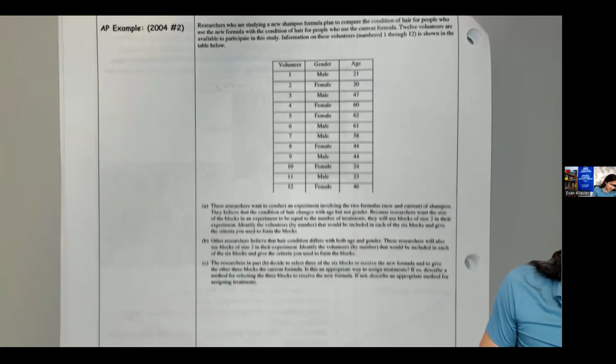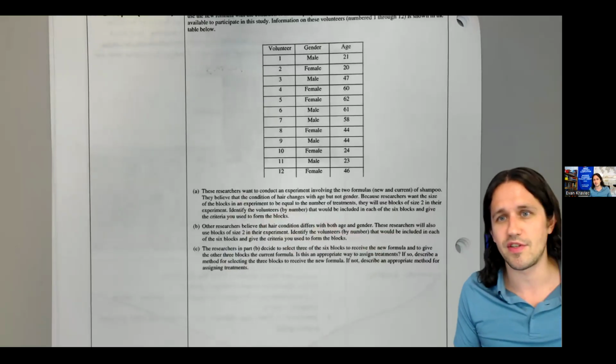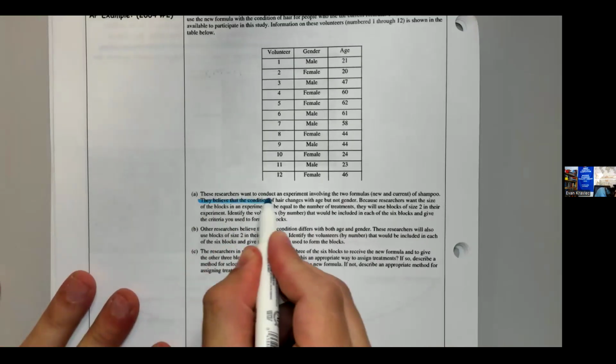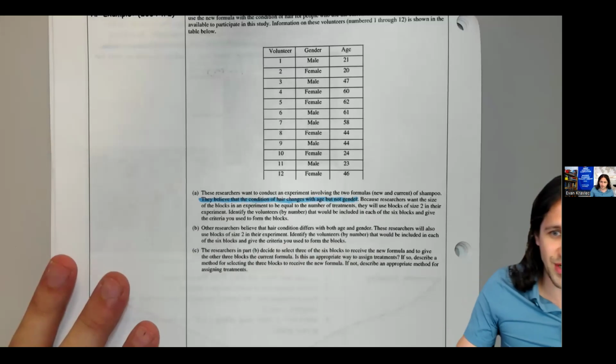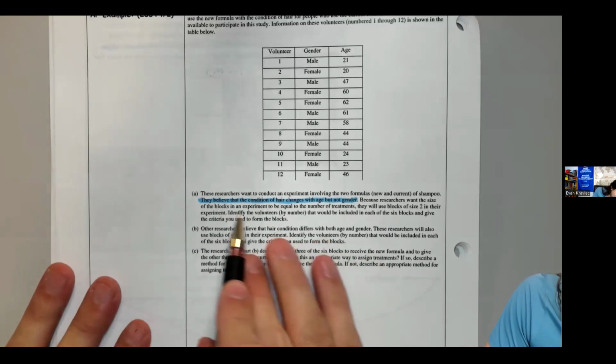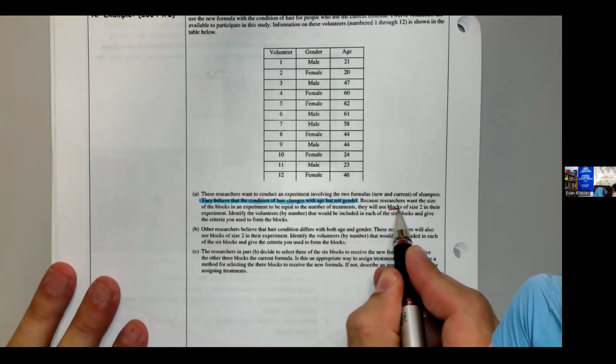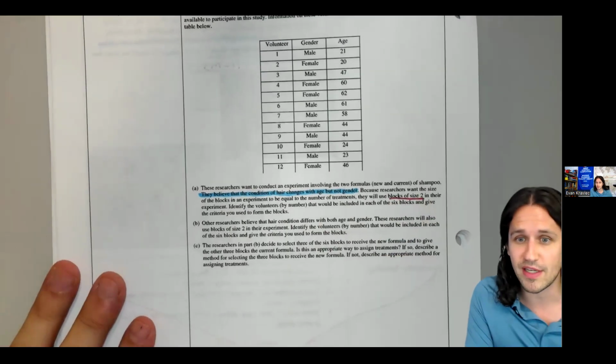Researchers want to conduct an experiment involving the 2 formulas of shampoo. They believe something. They wouldn't tell us this unless it was important. They believe the condition of hair changes with age, but not gender. Because researchers want the size of the blocks in the experiment to be equal to the number of treatments, they will use blocks of size 2. So each block's going to have 2 people in it.